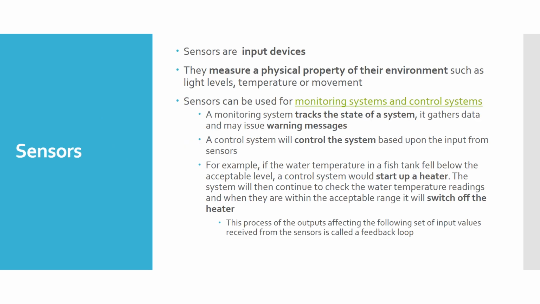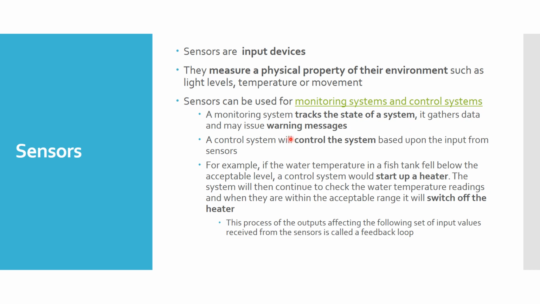Next, the very important concepts about sensors. Sensors are, by the way, input devices, and they are used to measure a physical property of their environment, such as light level, temperature, or movement. Sensors can be used for monitoring systems and controlling systems.